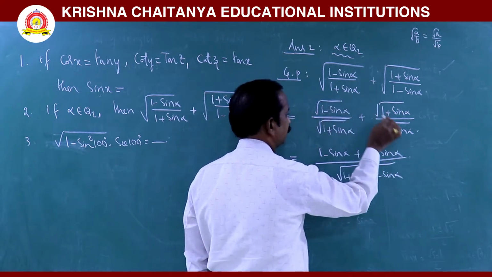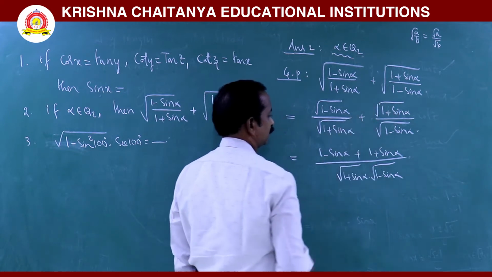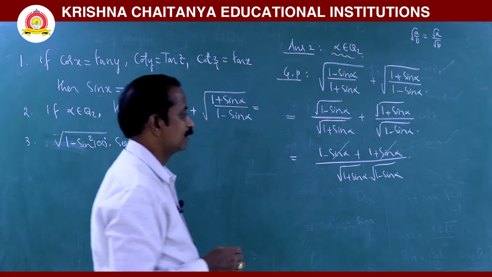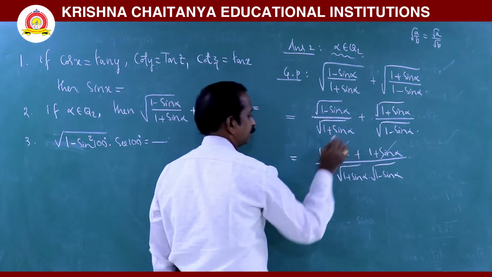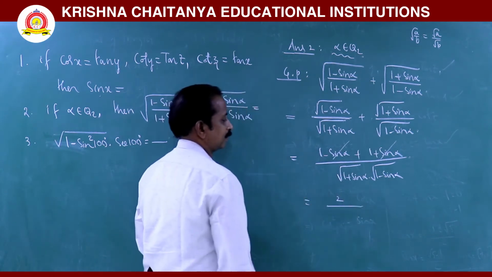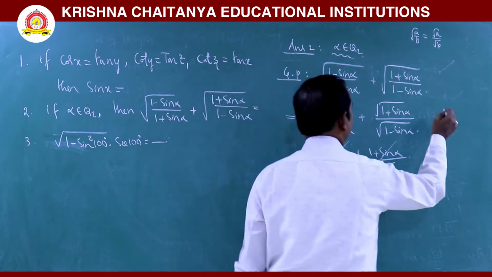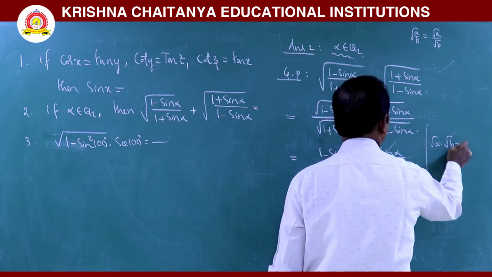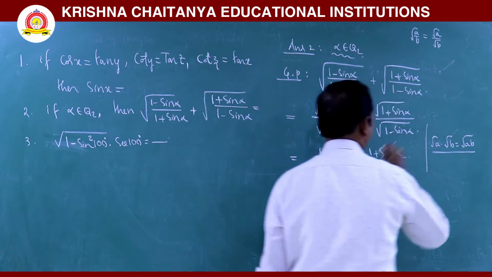Reason: root a into root a is the same as root a into root a. Now sin alpha gets cancelled, because they are opposite in sign. Remaining 1 plus 1 means 2. So we get 2 divided by root a into root b. So what is root a into root b? Root a into root b is nothing but root over a into b, in which a and b are positive.